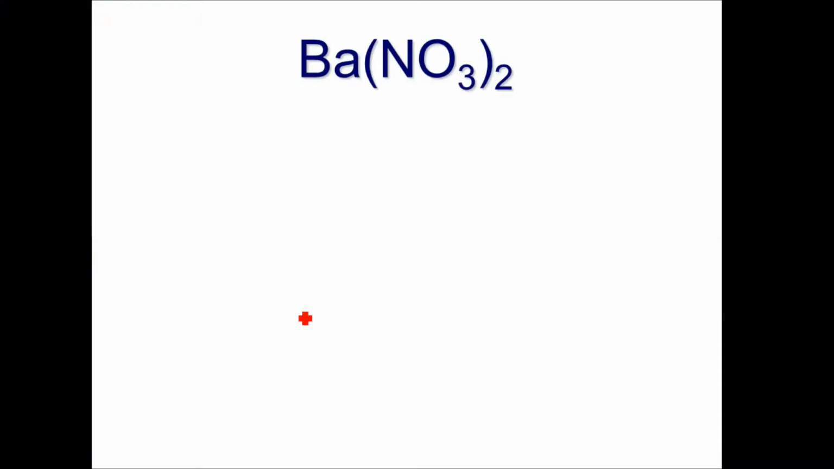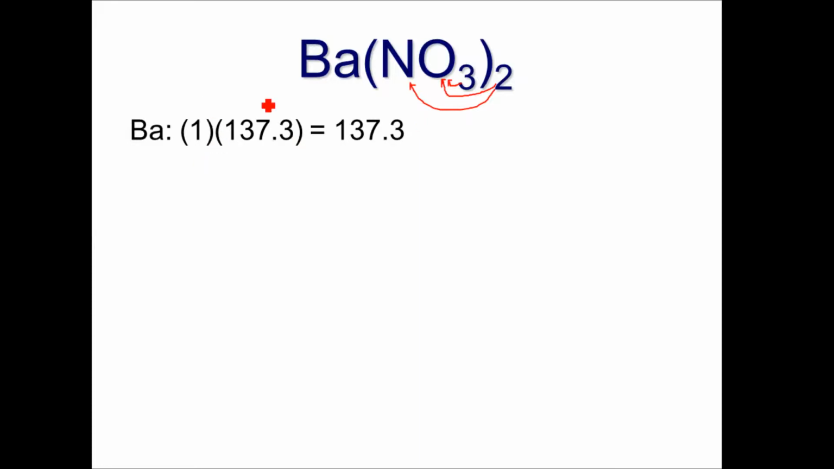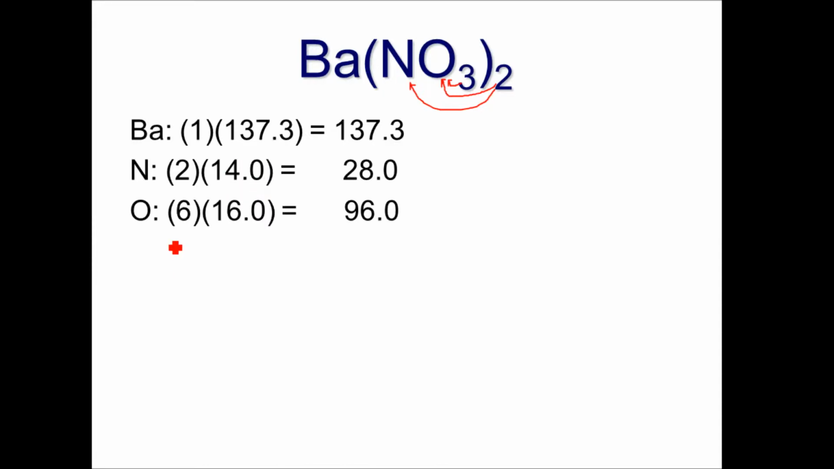Let's take a look at this next example. Barium nitrate. So same thing, this 3 tells me I have 3 oxygens, but this 2 has to be distributed. So this 2 gets distributed to the N, and it also gets distributed to the oxygen as well, and it multiplies this. Alright, so I have 1 barium times its atomic mass. I have 2 nitrogens times a nitrogen's atomic mass, which is 14. And I also have 6 oxygens from here, because it distributes. 2 times 3 is 6. Times 16, which is oxygen's atomic mass, and I get 96. Add these numbers up, and I get 261.3 grams per mole.